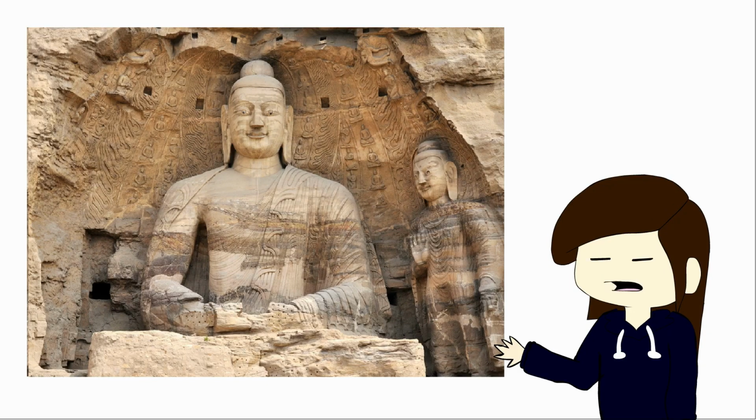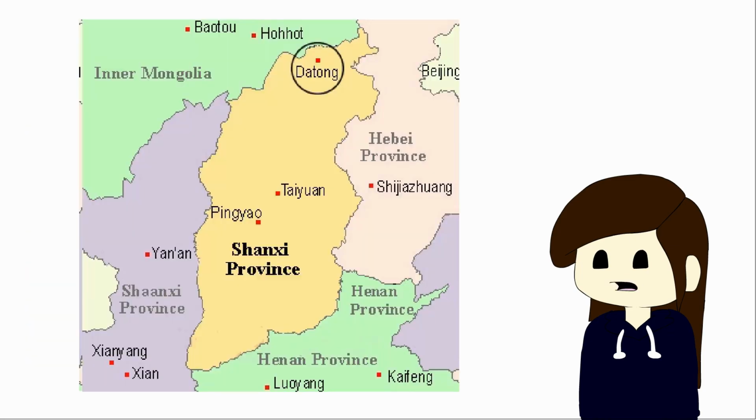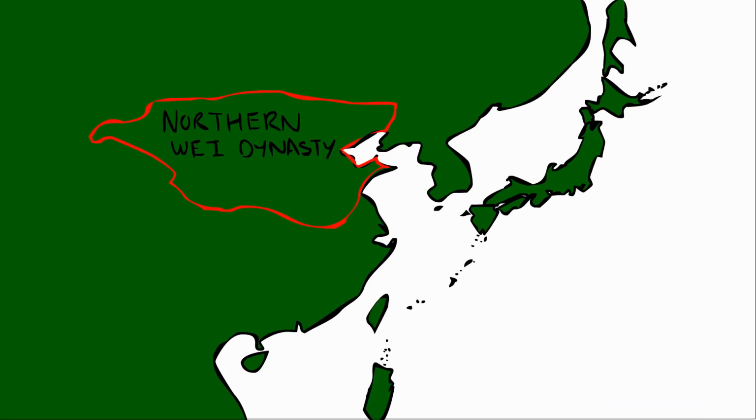This is the seated Buddha at Cave 20 in the Yungang grottos, which are located in present-day Datong city of the Shanxi province in China. Built around 460 CE during the Northern Wei dynasty, this artwork was overseen by a Buddhist monk named Tanyao.